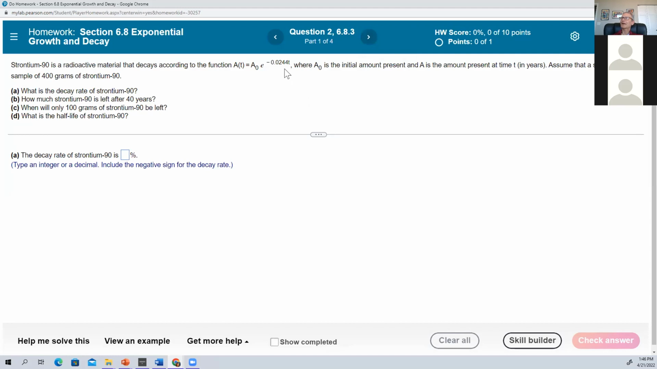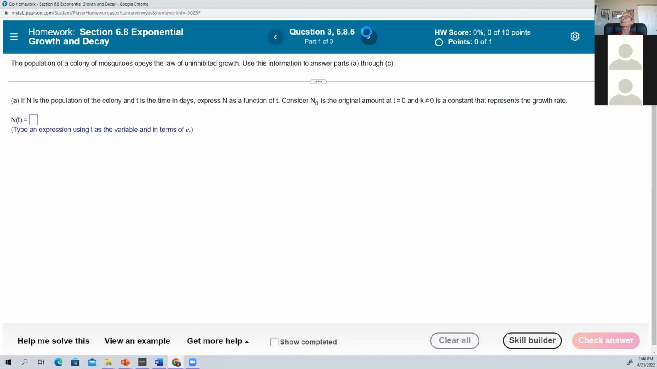So here they give you k again, which is really nice. So that's not too bad. Where's one where you have to calculate k? So this one here, they're going to be giving you some information where you calculate k, like what the doubling time is, like we did in the first one.